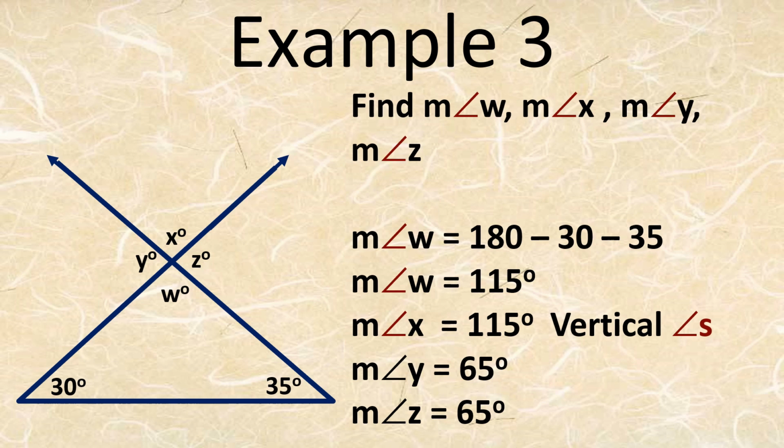Z is an exterior angle. One of the sides of Z is formed by extending the side of a triangle. So this is exterior. So Z is equal to 30 plus 35, or 65 degrees. Y is vertically opposite to Z. Therefore, Y is also 65 degrees. Or if you look at the triangle, Y is an exterior angle and its remote interior angles are 30 and 35 degrees.